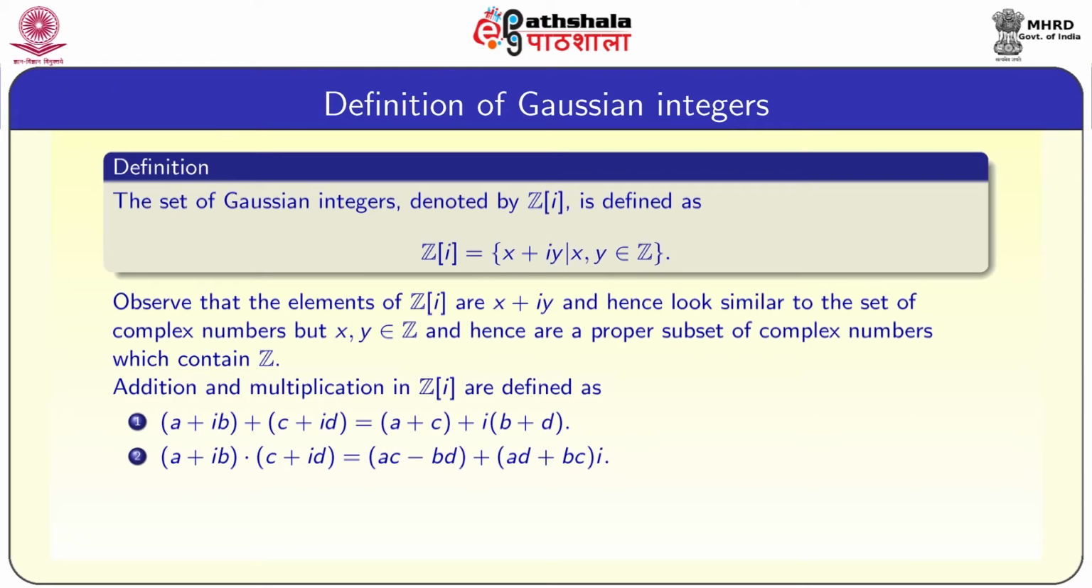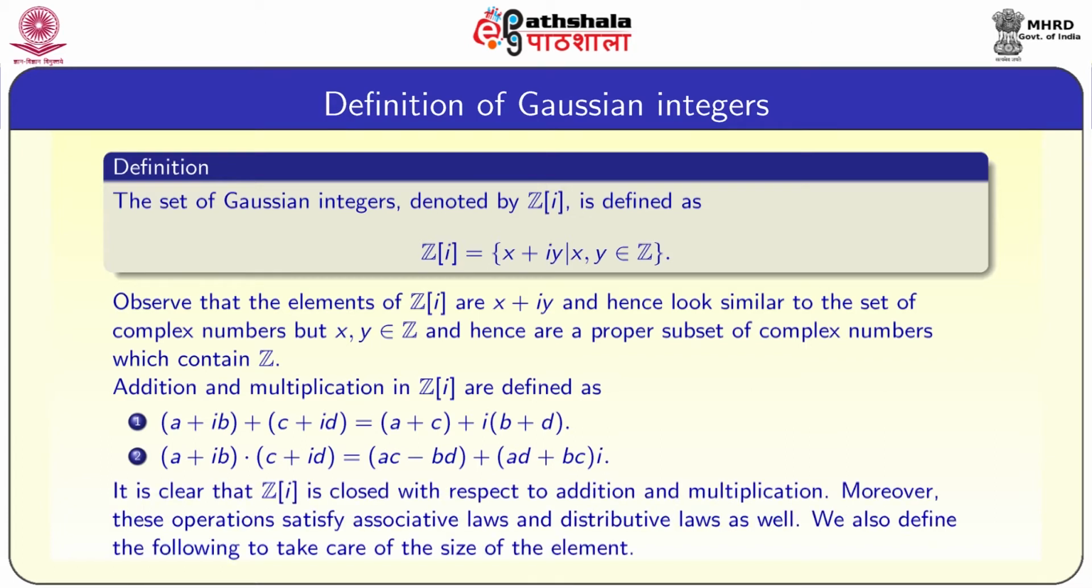It is because we already noticed that Z[i] is a proper subset of complex numbers. It is clear that Z[i] is closed with respect to addition and multiplication. Moreover, these operations satisfy associative laws, distributive laws and so on. It is because they are already true in complex numbers, so they will be true in Z[i] as well.